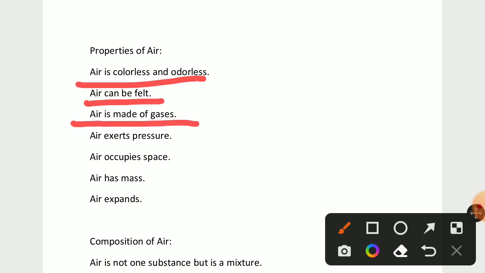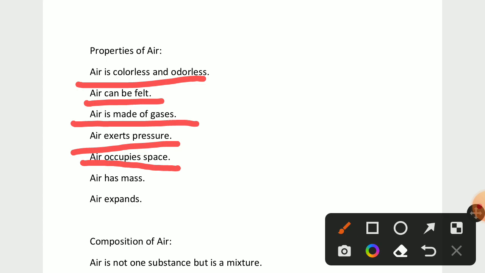Third, air is made up of gases. As we saw in what is air, air is a mixture of different gases. That means air is made up of different gases. Fourth, air exerts pressure. Fifth, air occupies space.